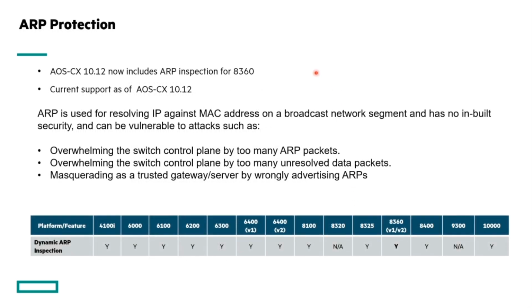Let's now move on to ARP Protection. ARP Protection is now also available on our 8360 product, and current support as of 10.12 is shown in the table below, and we can see that the 8360 is now added to this. We all know that ARP is used to resolve IP against MAC addresses on a broadcast network but has no built-in security, and that's the reason we have ARP Protection to stop overwhelming the switch control plane, as well as stopping bad actors masquerading as trusted gateways and serving out incorrect ARPs.